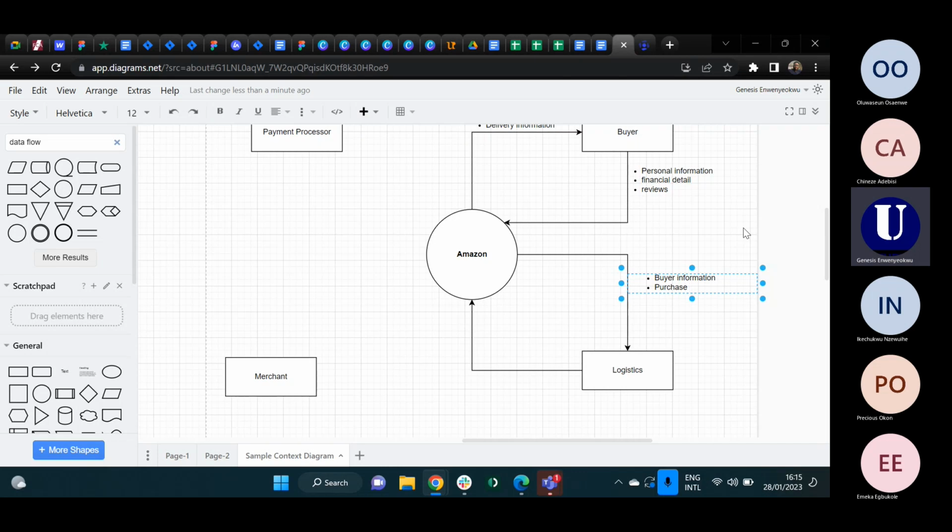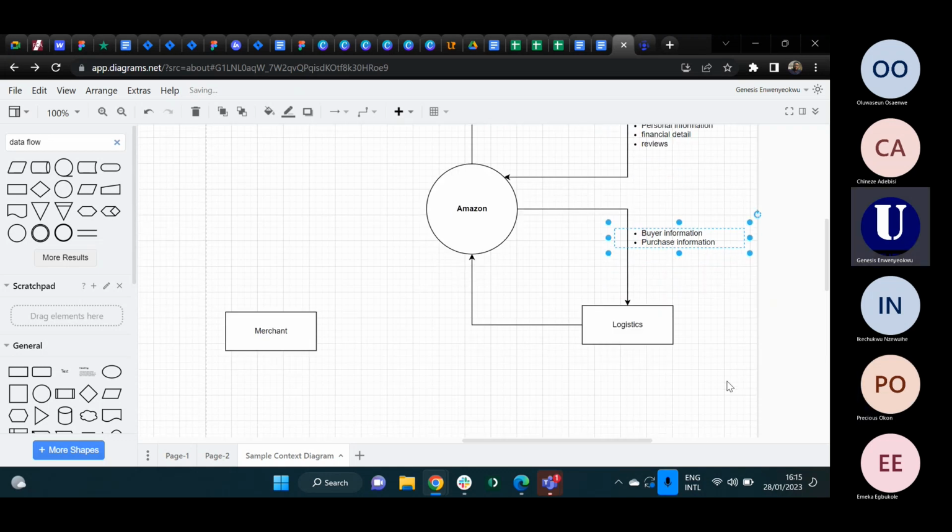So we are talking about high level here. We don't want to go into detail to say send the buyer's full name, address, phone number, and so on. So purchase information. They are still at high level, right? For the purpose of learning, I just want people to be able to understand what a context diagram is, and I'm glad you are going along. Now, what kind of information would the logistics company send to Amazon? You can give me an example.